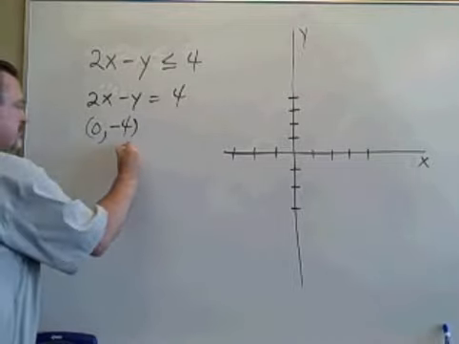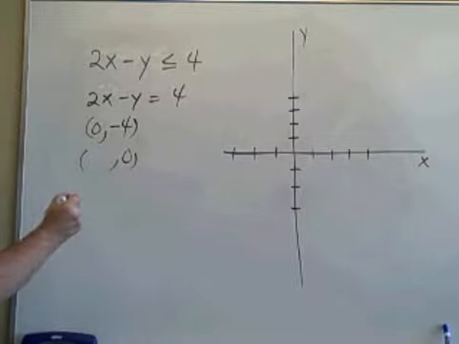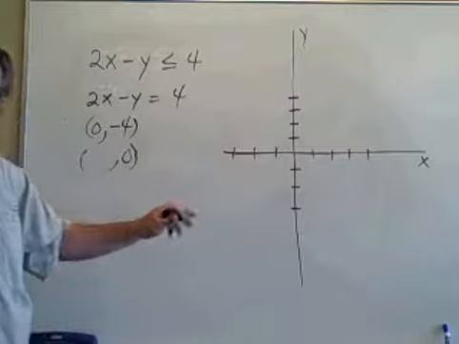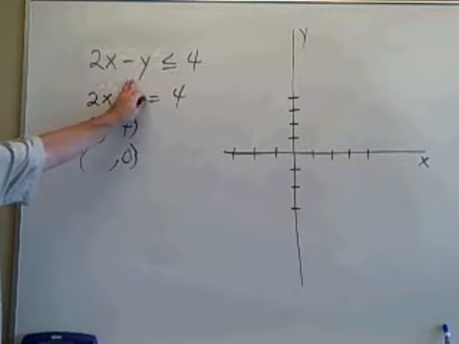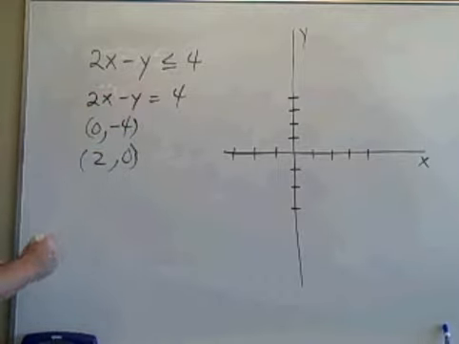What if I let y be 0? See, I'm finding the intercepts. Remember, those are the points where the line is going to cross the x and the y axis. Those are usually pretty easy points to find when your equation is in standard form. If y is 0, doesn't x have to be 2?